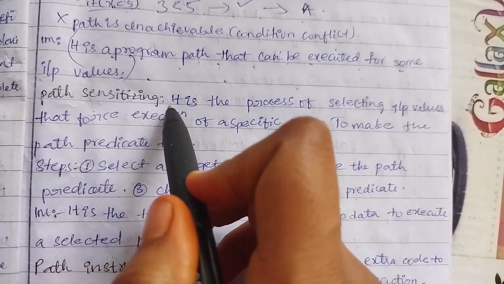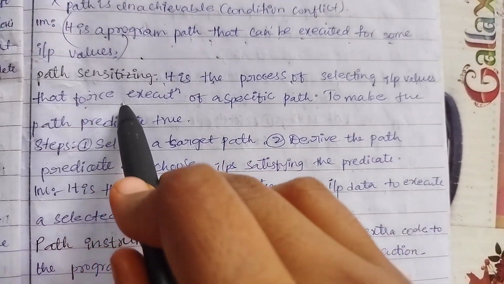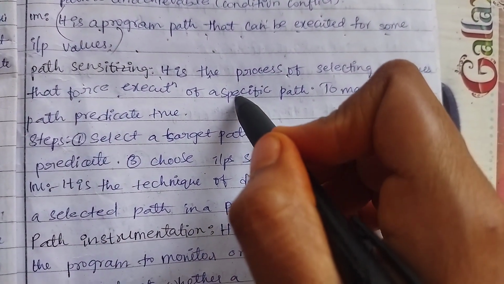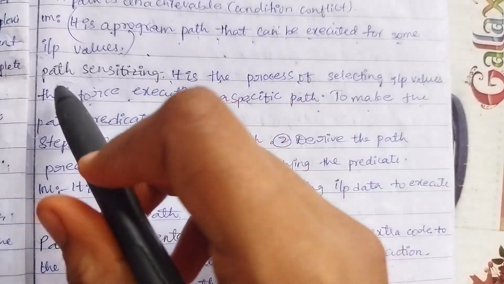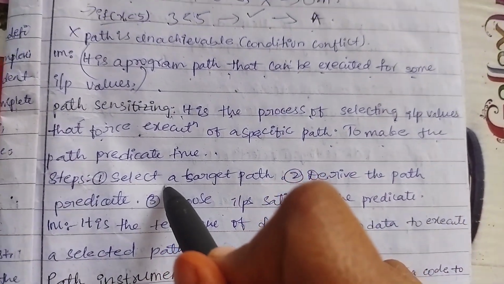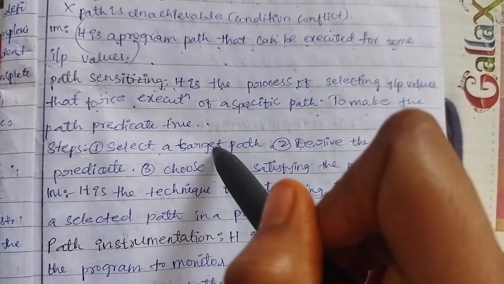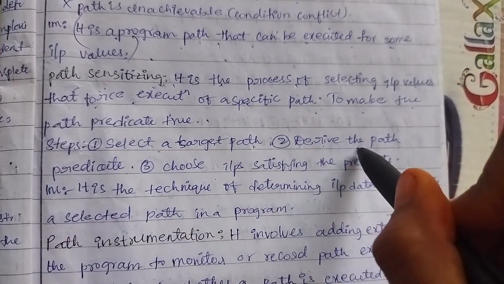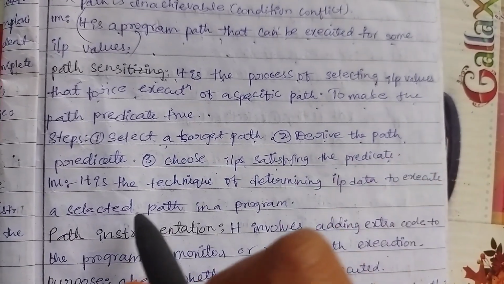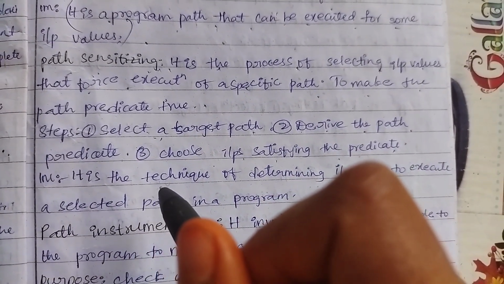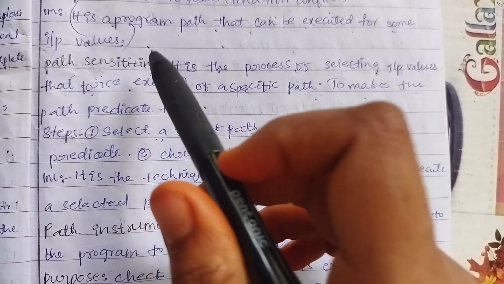Another concept, path sensitizing. It is a process of selecting input values that force execution of a specific path to make the path predicate true. These are the steps we follow for path sensitizing: select a target path, then derive the path predicate, and choose the input satisfying the predicate.